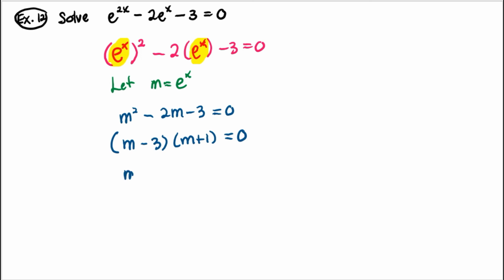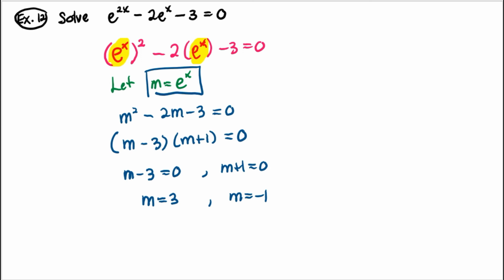Now we have m minus 3, which is equal to 0. Another one, m plus 1, which is equal to 0. Therefore, we have m equal to 3, and another one, m equal to negative 1. So we know that m is actually e to the power of x. So we have e to the power of x equal to 3, and another one, e to the power of x equal to negative 1.